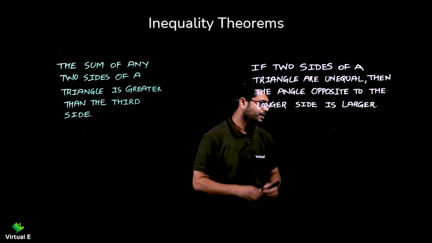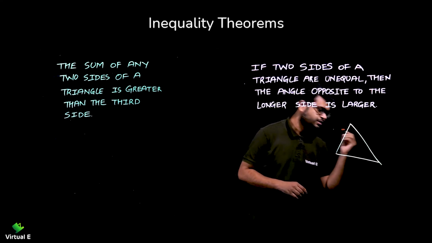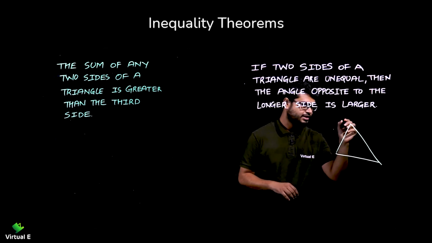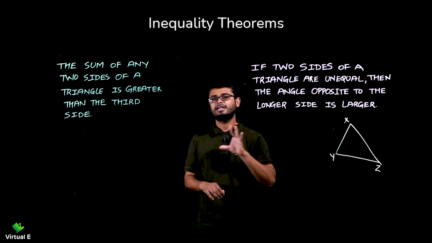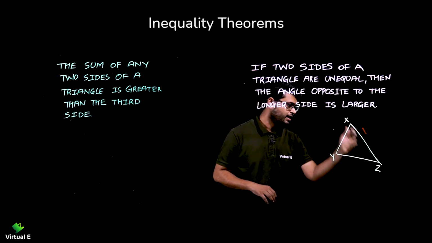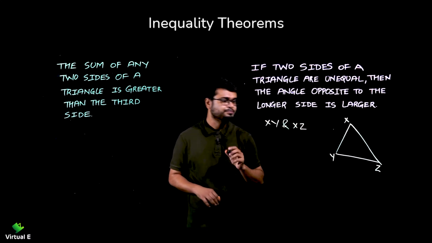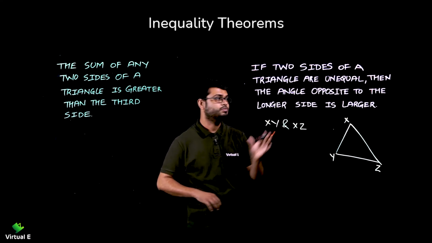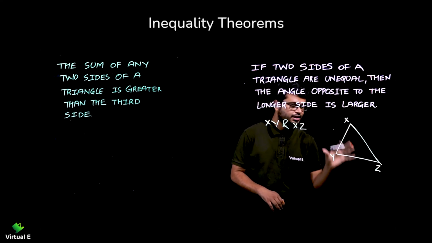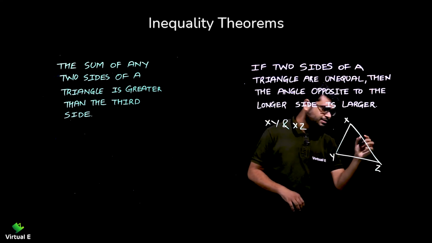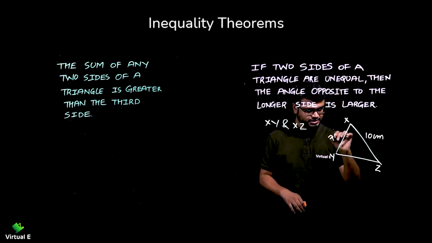So first of all, let's take one triangle, simple, one triangle, let's say X, Y and Z. Now here we can take any two sides. Let's take XY and XZ. So we have taken two unequal sides which are not equal. Then the angle opposite to the longer side is larger. Let's consider that this is 10 centimeter just for the purpose of understanding, and this is 7 centimeter.